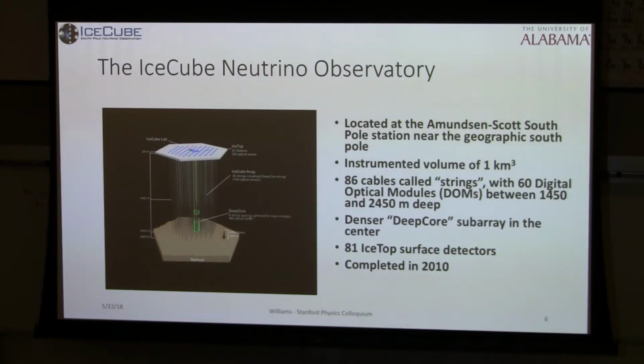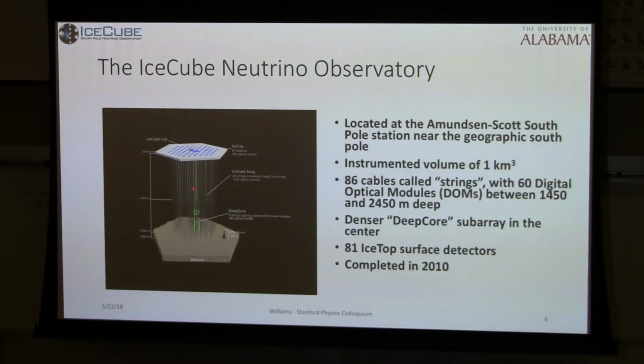And in the center of the detector, we have a more densely instrumented array called DeepCore. I won't be talking much about that today, but that is aimed at more low energy physics, neutrinos in the tens of GeV, which is low energy for us. And that goes for neutrino oscillation and attempts to indirectly detect dark matter.